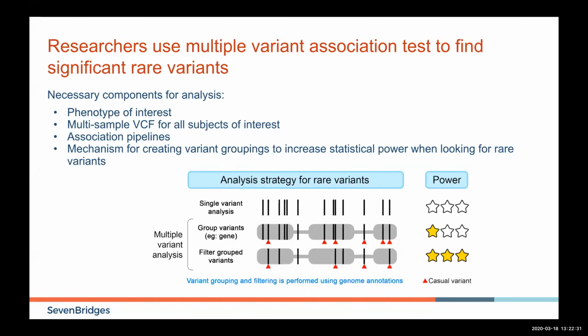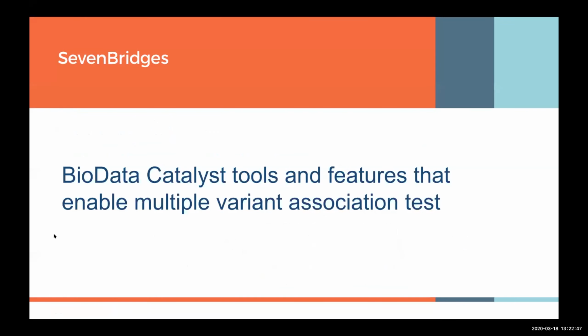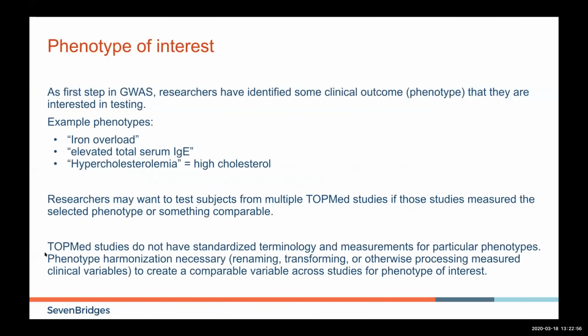Researchers might also perform a filtering step, represented by the third line there, where perhaps they're only looking at variants that are in a promoter region of the gene or genes in a particular pathway, and that can further increase their statistical power. All right, so now I'm going to show some of the tools and features that we have on BioData Catalyst powered by 7Bridges that enable the multiple variant association test.